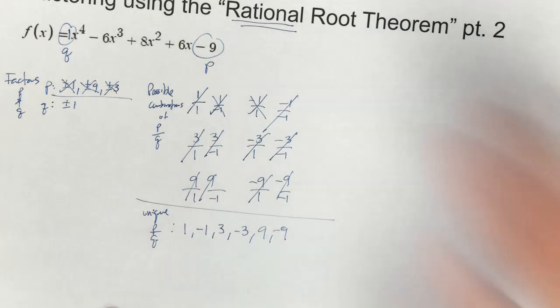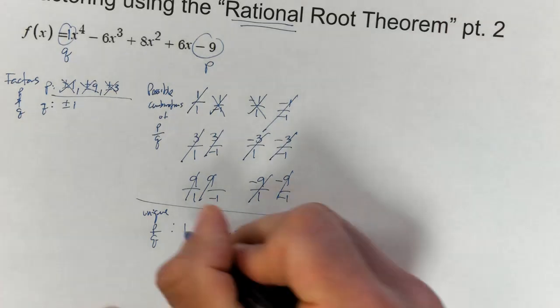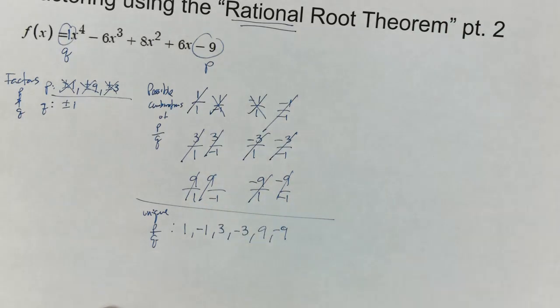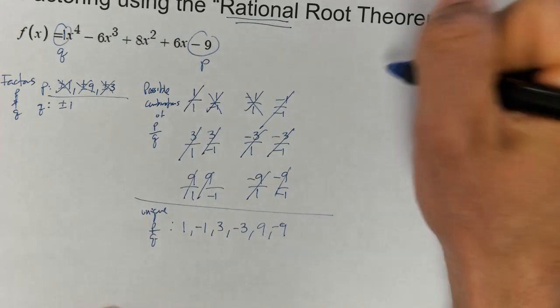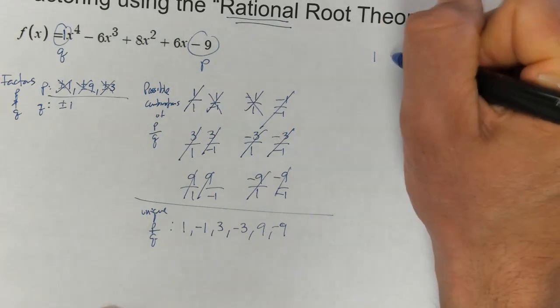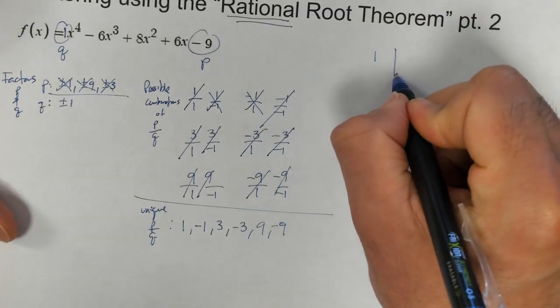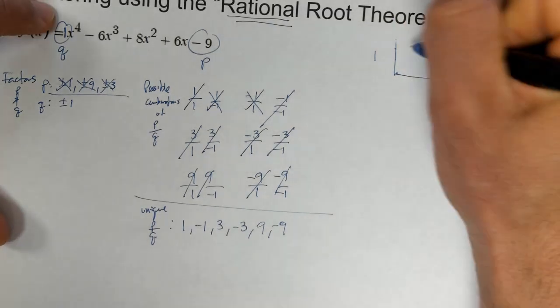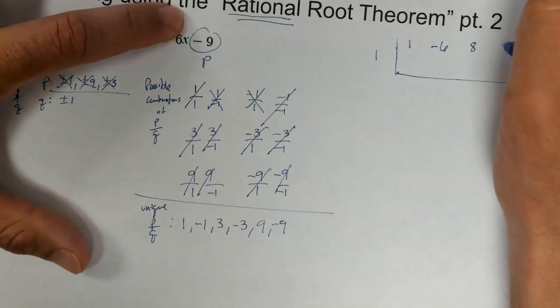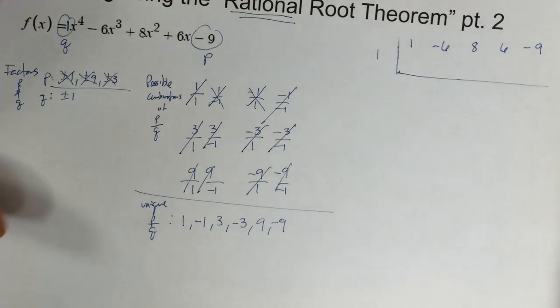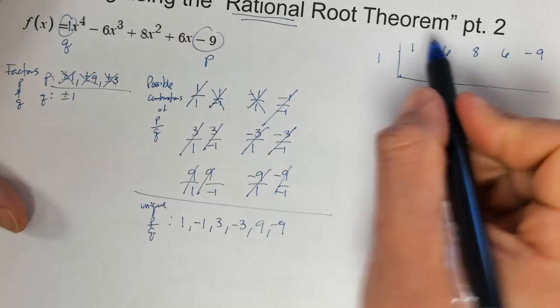Let's start by plugging in the 1, right? We always start with the smallest values. You can go in whatever order you want. I'm going to start with the smaller numbers and eventually get to the 9s. So let's test out if 1 is a factor. Let's see. I have 1, negative 6, 8, 6, and negative 9. This is my original problem, right?